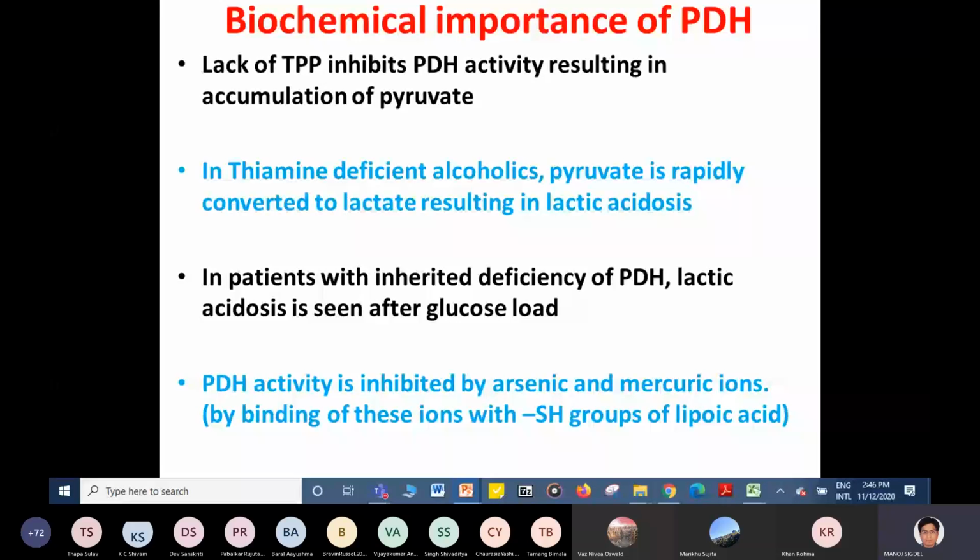That means this thiamine pyrophosphate is a coenzyme derived from vitamin B1, or thiamine pyrophosphate is the active form of thiamine or vitamin B1. Lack of thiamine pyrophosphate inhibits pyruvate dehydrogenase activity, resulting in the accumulation of pyruvate, because this cofactor is required for the activity of pyruvate dehydrogenase function. In thiamine deficient alcoholics, pyruvate is rapidly converted to lactate, resulting in lactic acidosis.